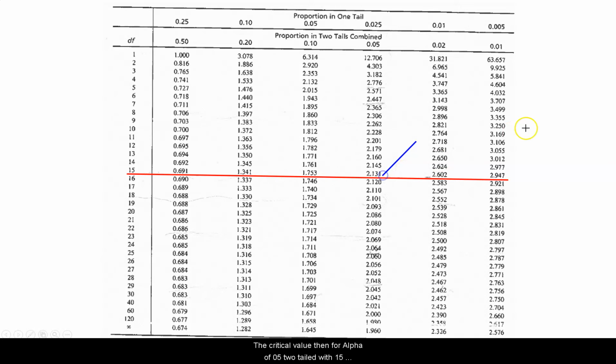The critical value then for alpha of .05 two-tailed with 15 degrees of freedom, and again, where did 15 degrees of freedom come from? It came from n equals 16 rats or pigeons or people or what have you. So in that case, there's 2.131, and that'll be plus or minus 2.131. Fair enough. Well, let's say, can I erase? Let's see, I've never done this before.